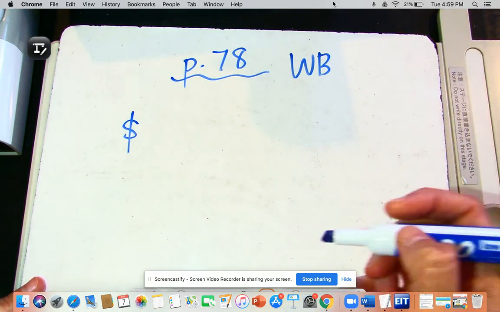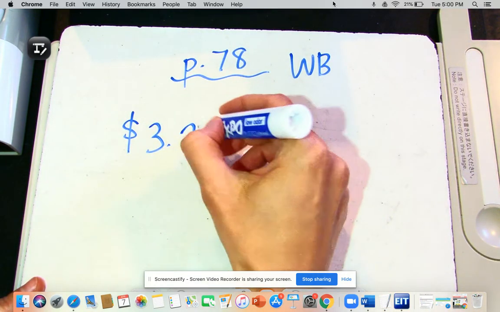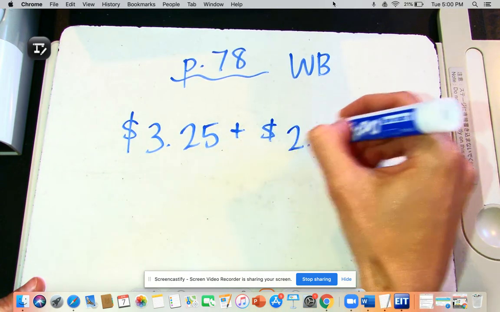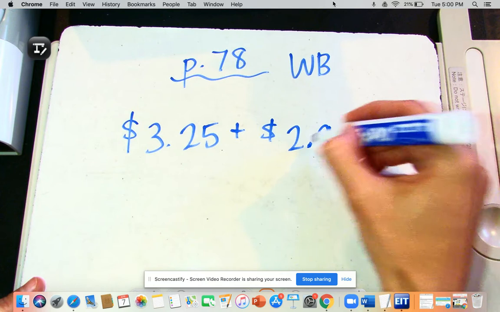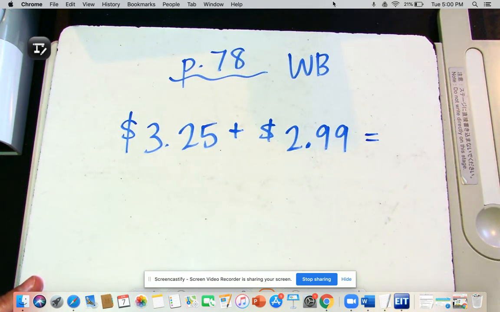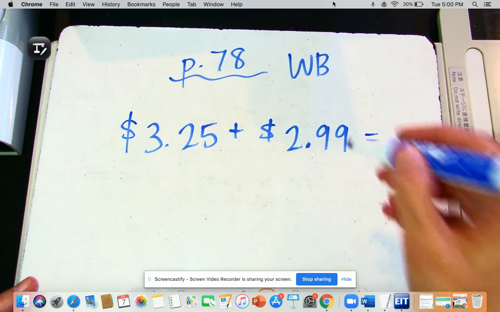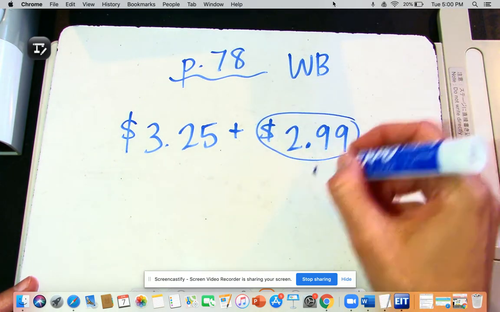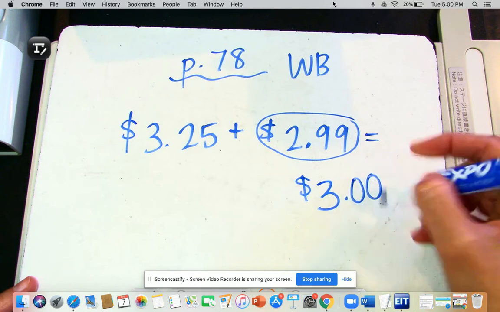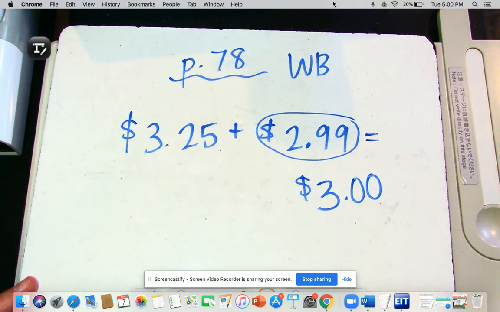And it says $3.25 plus $2.99. And then it just says equal, so we're trying to use mental math to do this. And this one I just have as an optional activity. You don't have to do this, but if you wanted to do it, you could very easily think of this as $3 because $2.99 is very close to $3.